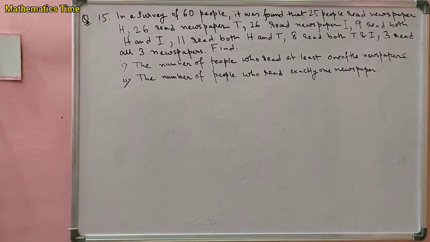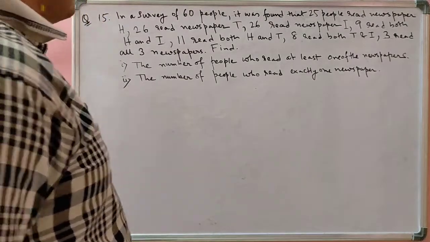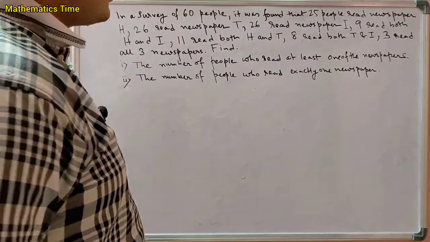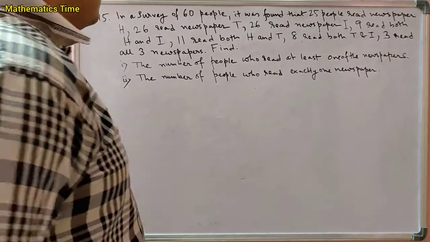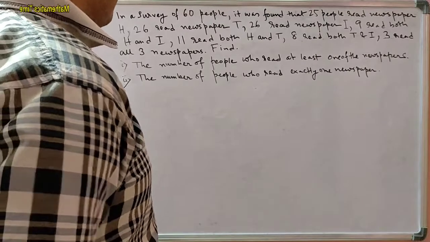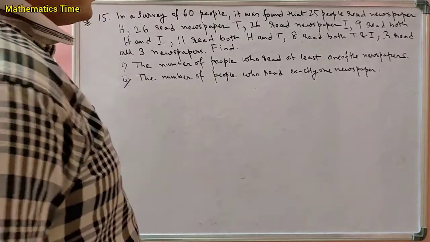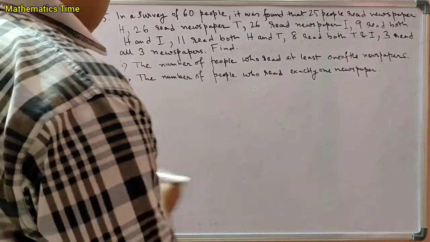The next question states that in a survey of 60 people, it was found that 25 people read newspaper H, 26 read newspaper T, 26 read newspaper I, 9 read both H and I, 11 read both H and T, 8 read both T and I, and 3 read all 3 newspapers. Find the number of people who read at least one of the newspapers, and the number of people who read exactly one newspaper. We will solve this using a Venn diagram.